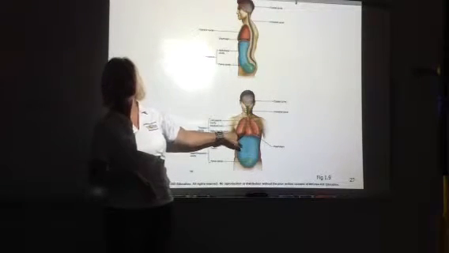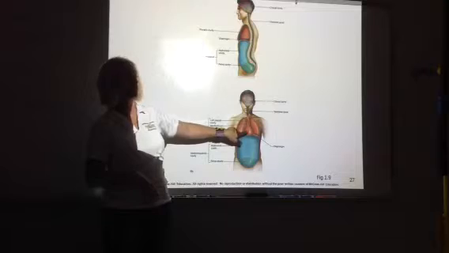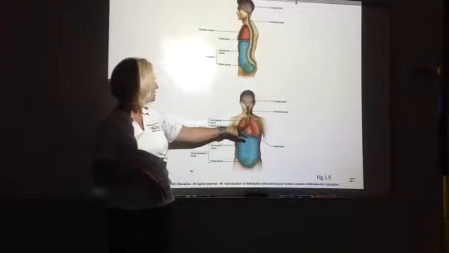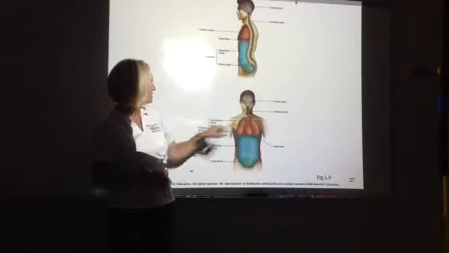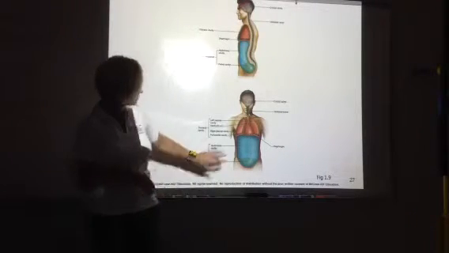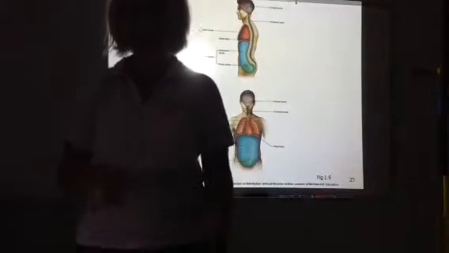Pericardial, cardio deals with heart. So pericardial cavity is going to hold the heart, and then the mediastinum is just the part that's in the middle. And then you can look at the bottom part of that.